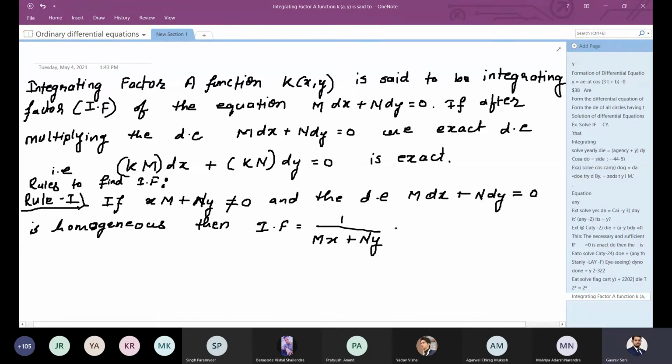Yes, can anyone tell me what is a homogeneous differential equation? In which the dependent and independent variables have the same degree.